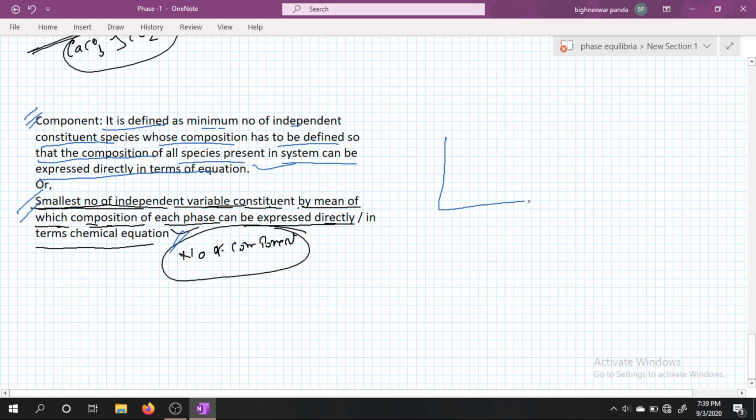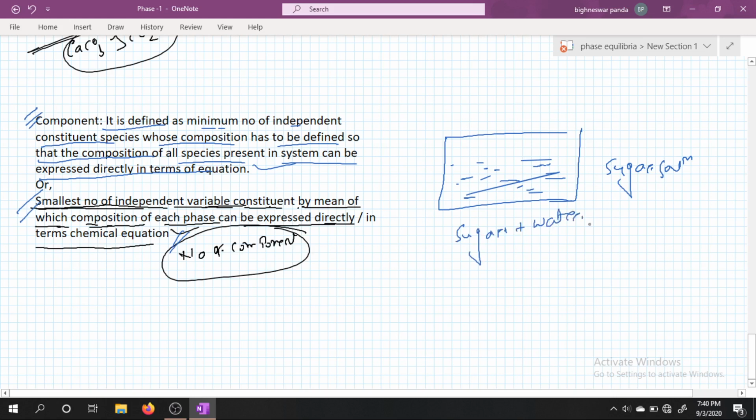If I am considering a sugar solution, sugar solution means I am taking here sugar plus water. So here phase is equal to 1, and the number of constituents or species is 2. One is sugar, another is water.